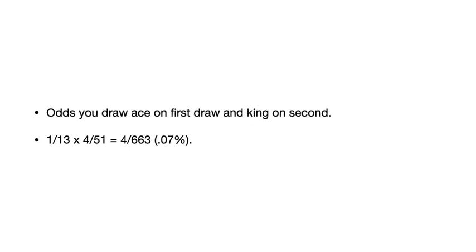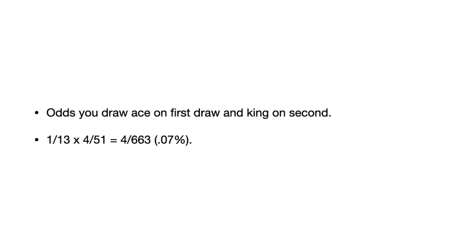To use it for a more realistic example, what are the odds that you draw an ace on the first draw and a king on the second? 1 out of 13, because 4 out of 52 are aces, 1 out of 13. Well, if you draw an ace, there are 4 kings left in 51 cards, so now you multiply by that. 4 out of 663, 0.07%.